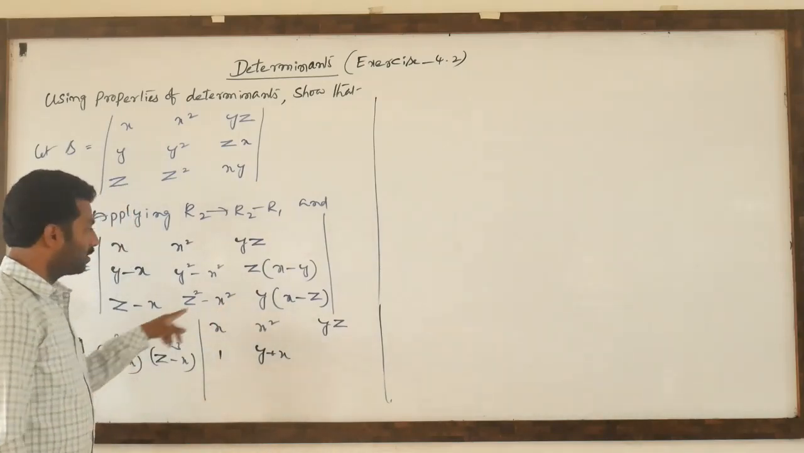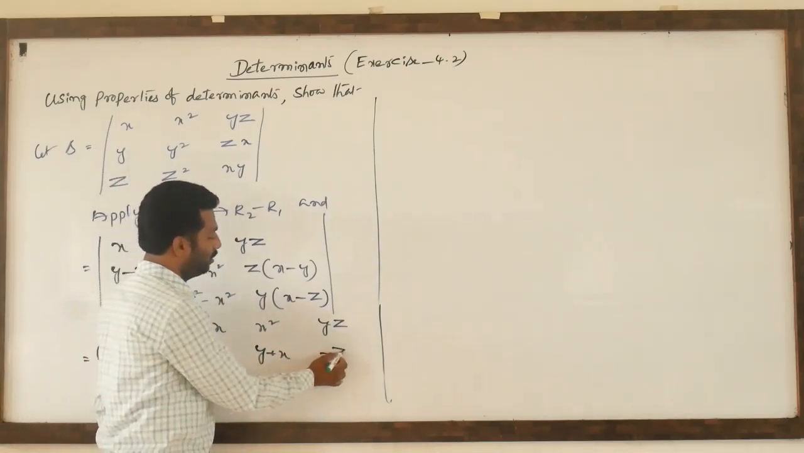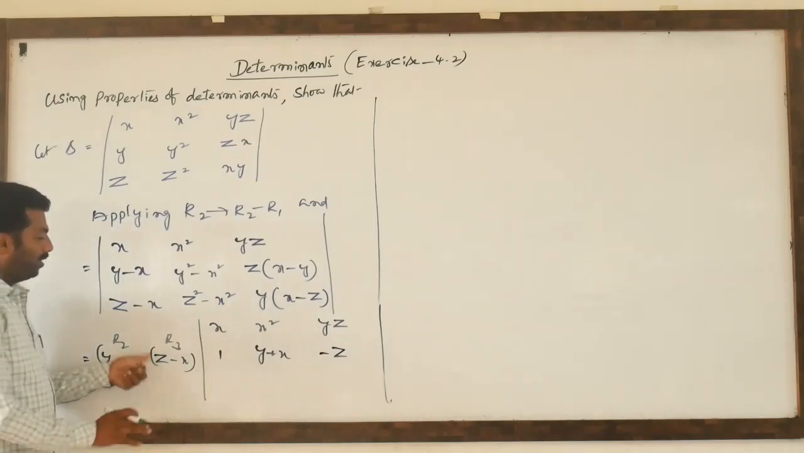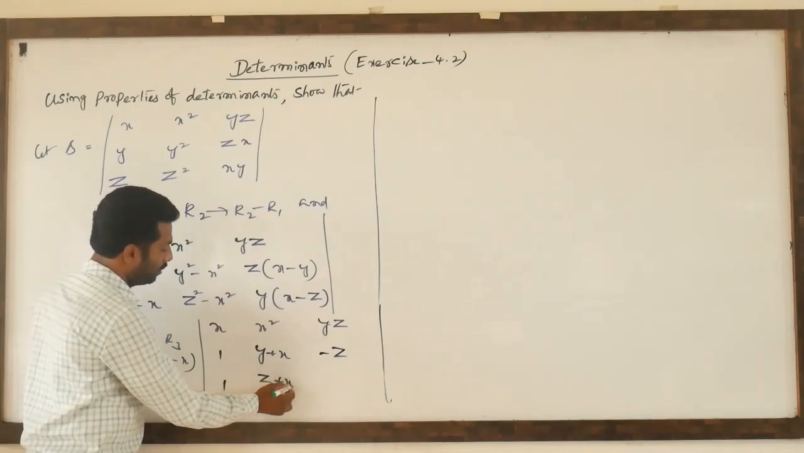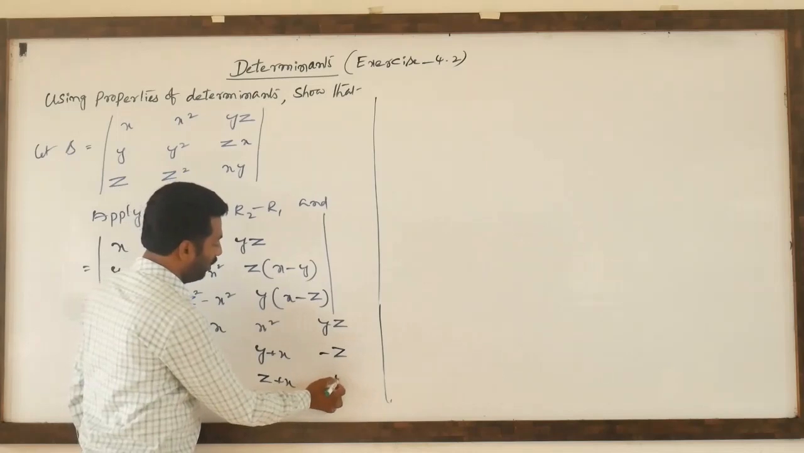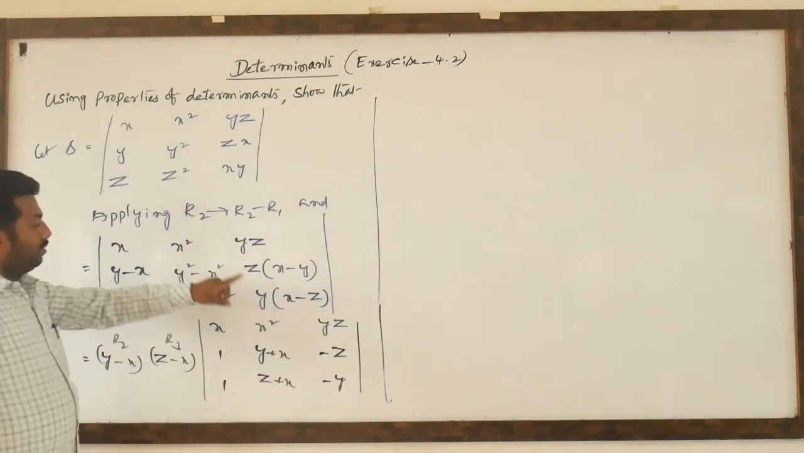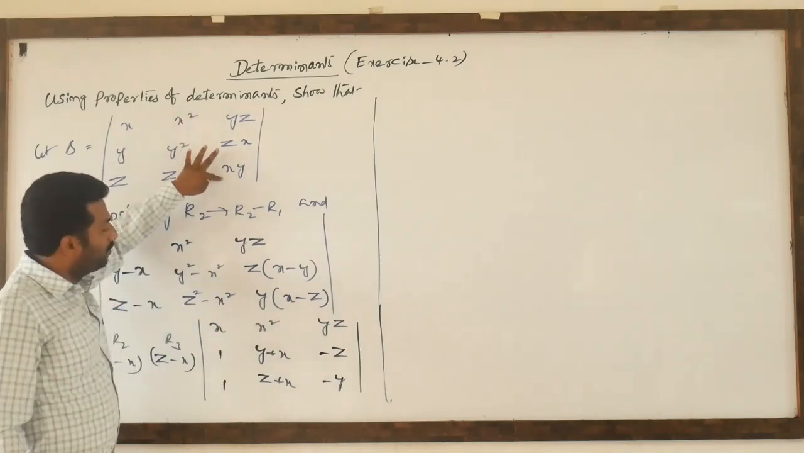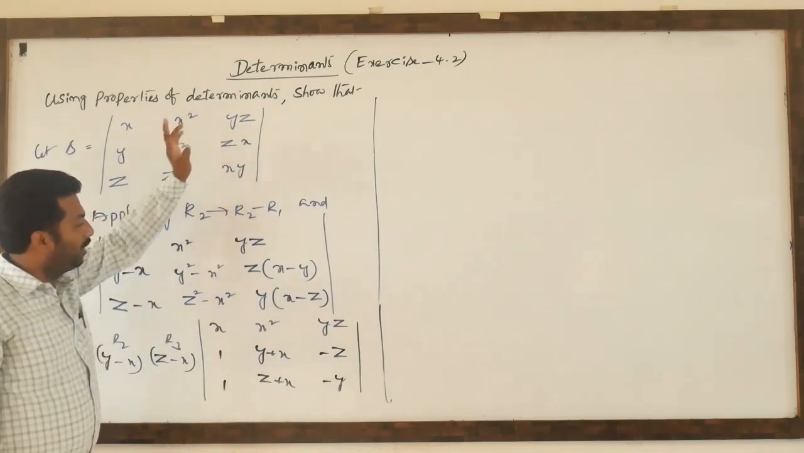Here y minus x common but x minus y is there. So if I take common means minus z. Z minus x common means this will be 1. This is z plus x. If I take minus common means this will be minus 1. Okay. So from these two y common means x minus z. From these two z common means x minus 1.